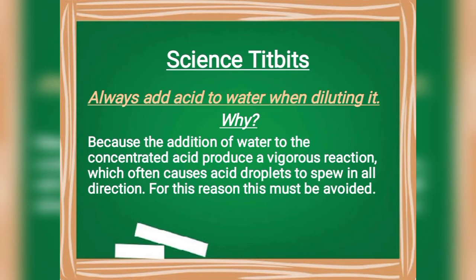Now, let's suppose we have a very concentrated solution of sulfuric acid and we want to dilute it. So, what should we do? We add acid to water. Always remember, always add acid to water when diluting it. Why? Because the addition of water to the concentrated acid produces a vigorous reaction which often causes acid droplets to spew in all directions. For this reason, this must be avoided.